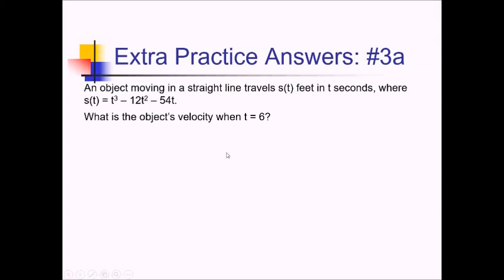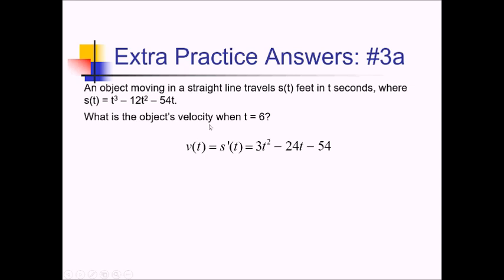For this set of problems, we have an object going in a straight line, traveling with this position function here. First part of the problem, we want the object's velocity at time 6. All right, well, let's go ahead and take the derivative of s to get our velocity function. That's going to be 3t squared minus 24t minus 54.